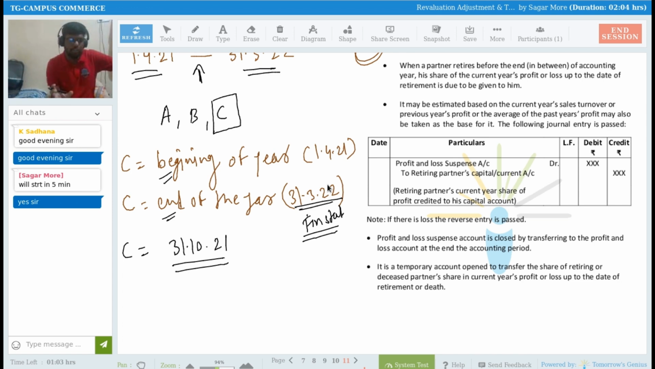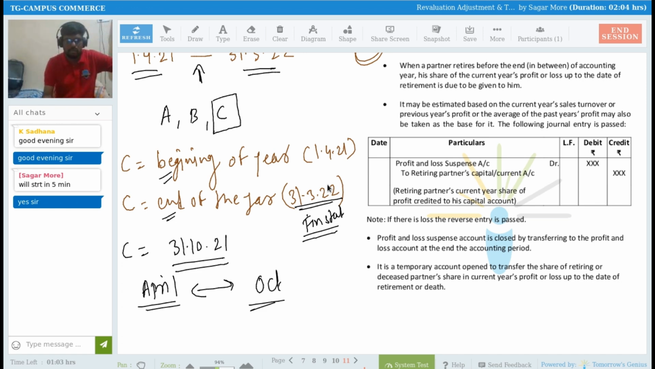So in this scenario, I need to give him his share of the profit for that much of the period. So from where? From the beginning of the year up to the date of his retirement. Yes or no? Because he was there in the business up to 31st of October 2021. So from April 2021 up to October 2021, he was there in the business for this many months. So it is my obligation as a businessman or as a firm to pay him his share of the profit from April to October. So April, May, June, July, August, September and October.